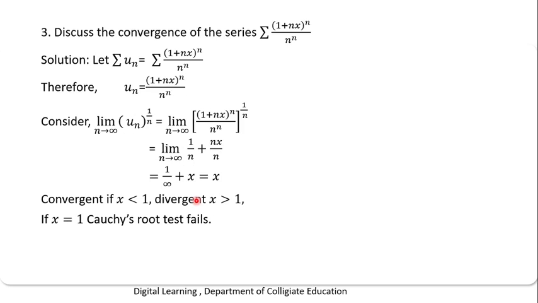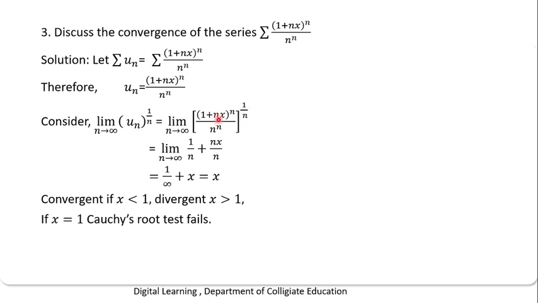Next, move on to the third problem. Discuss the convergence of the series summation of (1 plus nx) to the power of n, whole divided by n to the power of n. Answer. Consider u_n is equal to (1 plus nx) to the power of n divided by n to the power of n. Here it is in the form of f(n) to the power of g(n). Apply Cauchy's root test. Consider the limit as n tends to infinity of u_n to the power of 1 by n, which is equal to the limit of ((1 plus nx) to the power of n divided by n to the power of n) to the power of 1 by n.